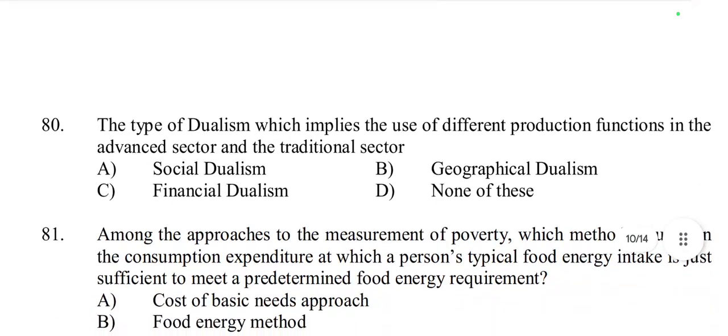Then today's last question, the type of dualism which implies the use of different production functions in the advanced sector and the traditional sector, that is called as social dualism, not geographic or financial, it is social dualism. Social dualism refers to coexistence of traditional and modern sector using different production functions, techniques and labor practices. So social dualism is the right answer.